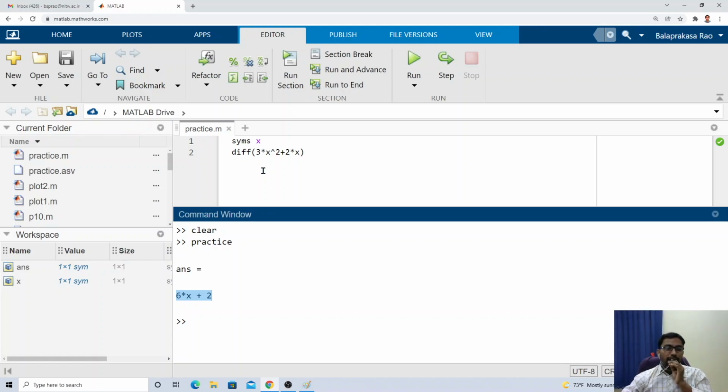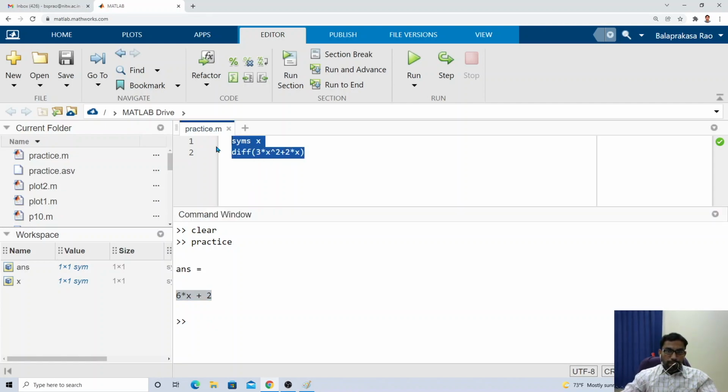You can cross check the rules of differentiation, like the differential of a plus b, differential of a times b, differential of a by b. All these properties you can cross check by giving two functions, let us say f and g, differential of f by g, differential of f minus g, differential of f times g, and all these things you can cross check.